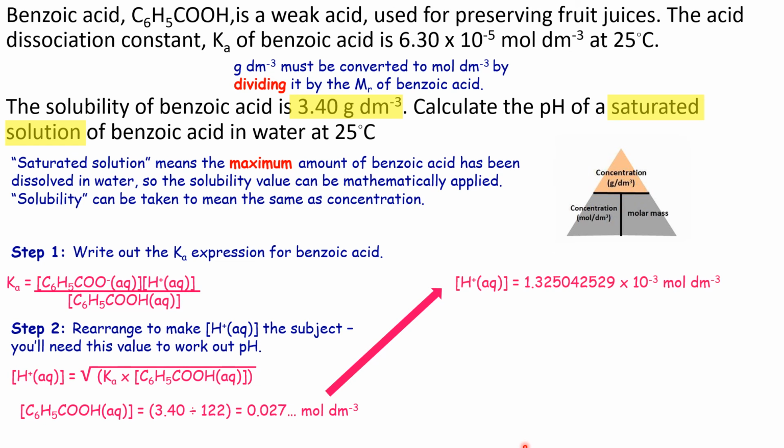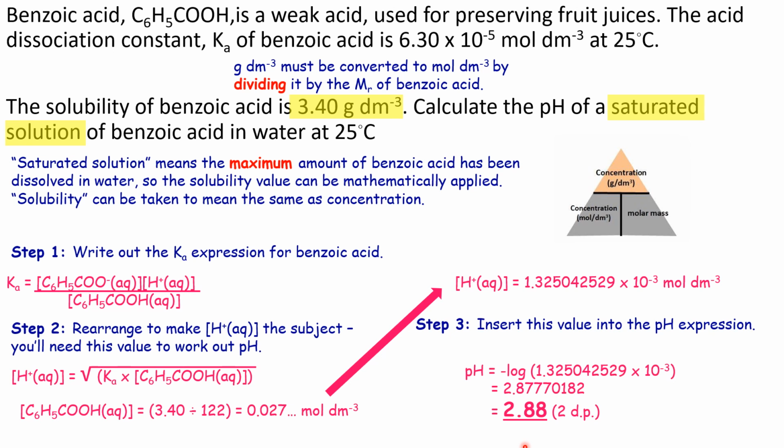So putting those numbers through my calculator, that gives me this long number, and I'm going to use that long number in the pH expression. And that gives me another long number, 2.87770182. But remember that pH values always need to be expressed to 2 decimal places.